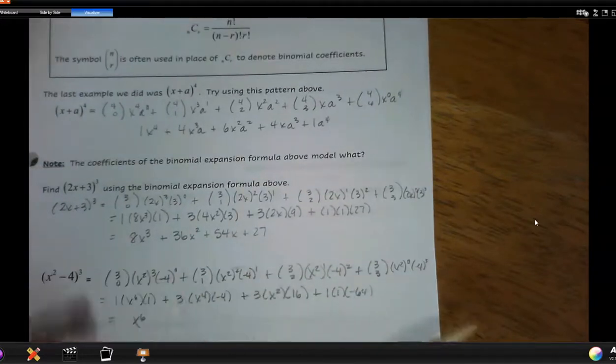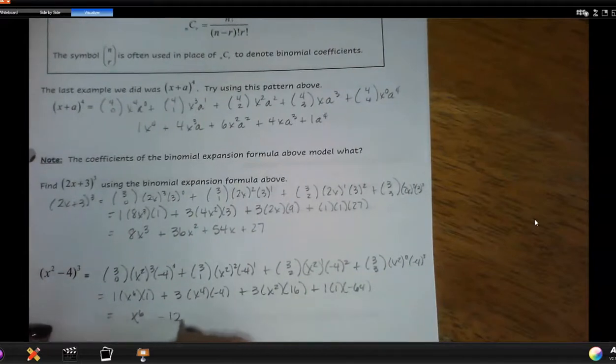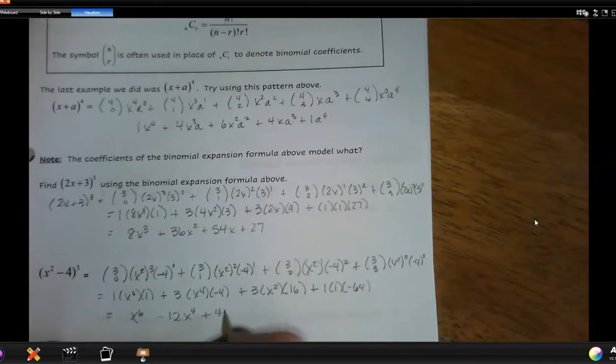Remember how we talked about the signs would change, so here's a way that you can see why the signs are changing.